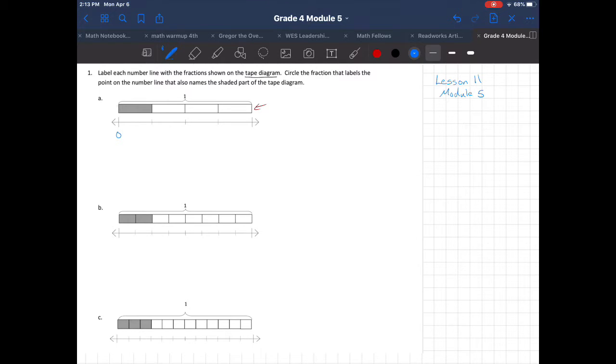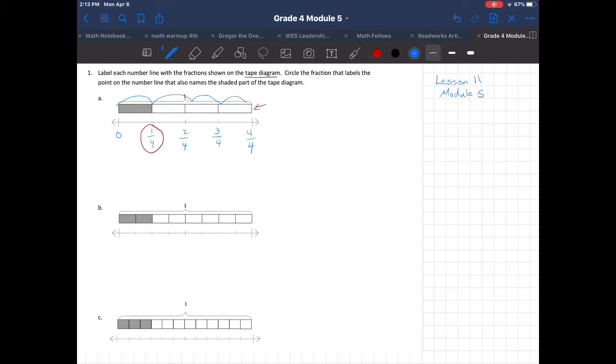Let me see, these are 1, 2, 3, these are fourths. So 1/4, 2/4, 3/4, 4/4, and the part that's shaded is 1/4. So 1/4 on the number line is the same as 1/4 on the tape diagram.